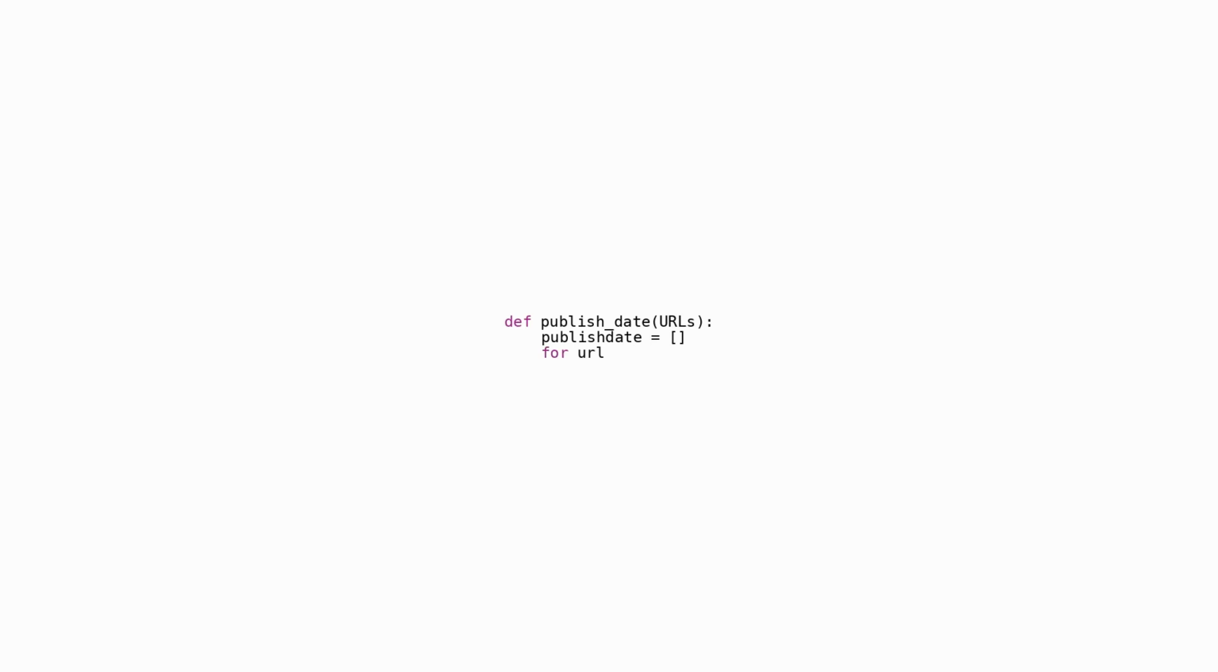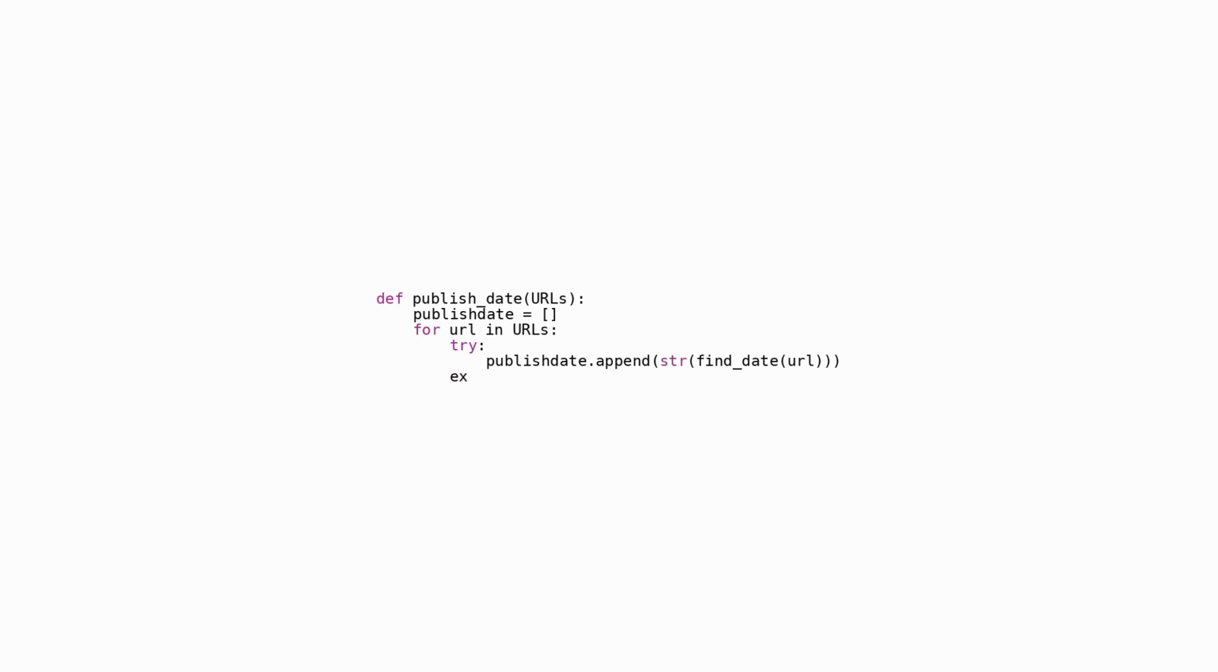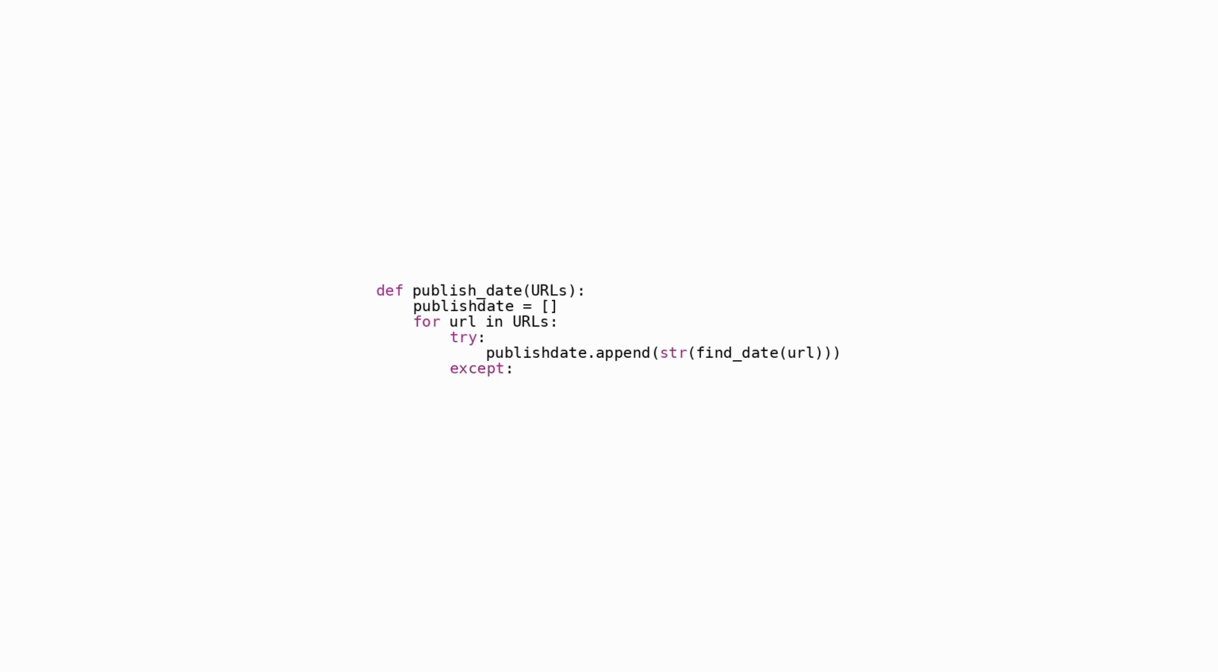It then creates an empty list called publishDate to store the dates at which the content of each URL was published. The function calls another function, findDateURL, to find the publication date for each URL provided in the input list, and then converts the returned date to a string before adding it to this list.